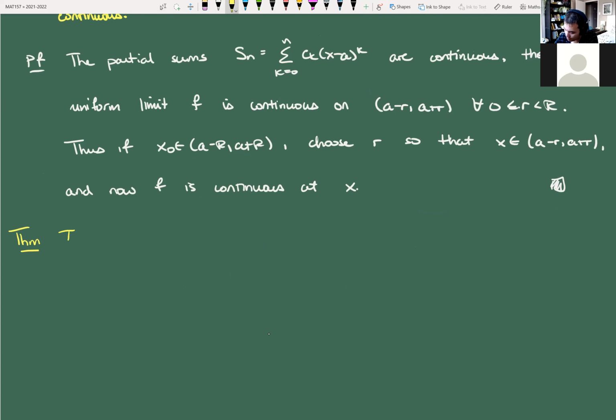So if the sum from k equals 0, be careful with the indices for this question, of a_k times (x minus a) to the k has radius of convergence big R. Notice this sum is starting from 1, it doesn't really matter. Then the differentiated and integrated series also have radius of convergence R.